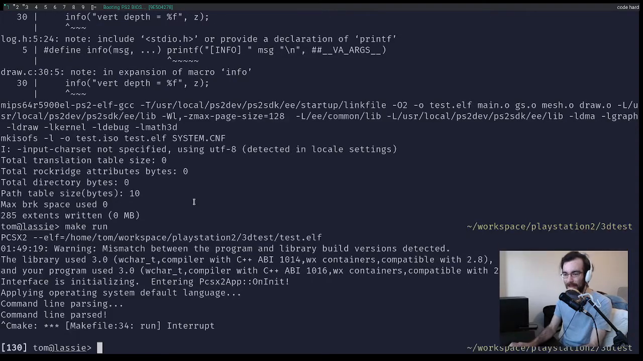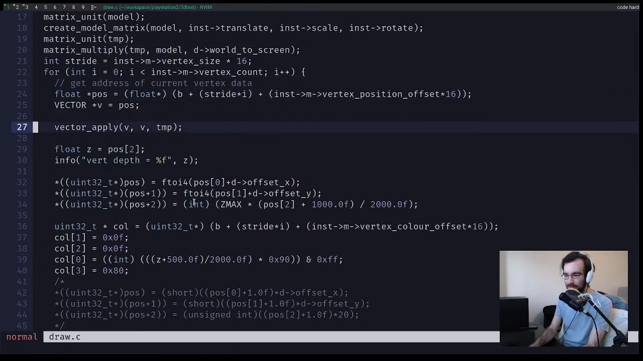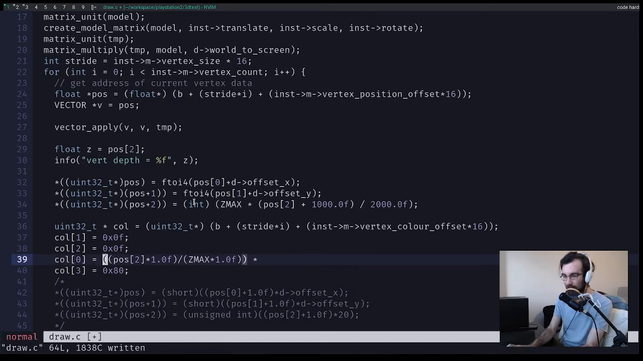Okay, well that's good. All of our cube is now one color because we're reading a different kind of value. Now when we calculate this color, we want to go pos 2 divided by Z max times 1.0f. We need to make sure that the division is done on floating point numbers. So we get this ratio, and then we multiply it by 0xFF, and then we cast all of this down to a char.